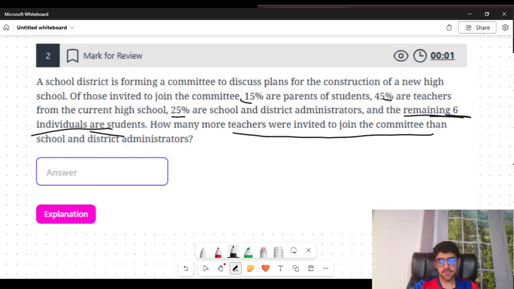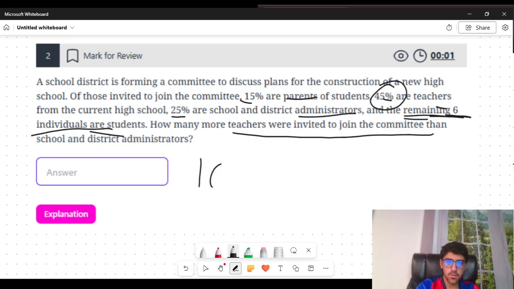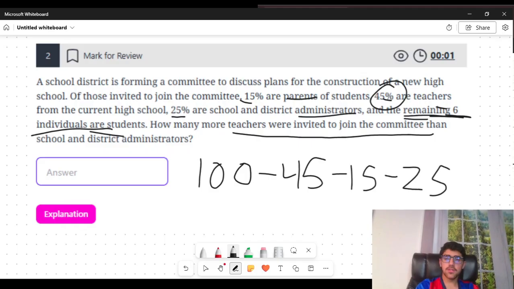So there's only 4 types of people who joined: the parents, the teachers, the administrators, and the students. To find the percentage, it tells us that the remaining people were students. So the percentage of students would be equal to 100, that's the total, minus 45, minus 15, minus 25. This is going to give us the percentage that were students, which were 6 people. So 100 minus 45 minus 15 minus 25, that is 75, I think.